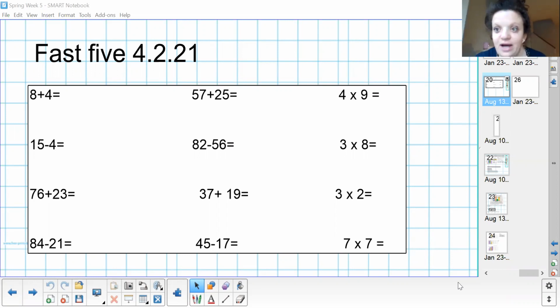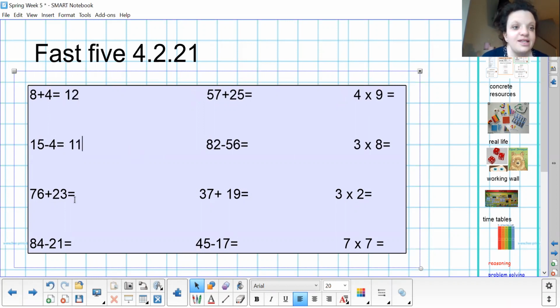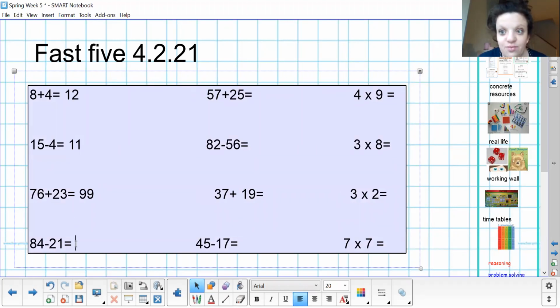Okay, fantastic. Well done. If you finish them, let's go through the answers together. 8 add 4 is 12. 15 take away 4 is 11. 76 add 23, so we're going to do 76, add the 20, we're going to get 96, add the 3, we're going to get the 99. 84 take away 21, so 84 take away the 20 is 64, take away the 1 is 63.